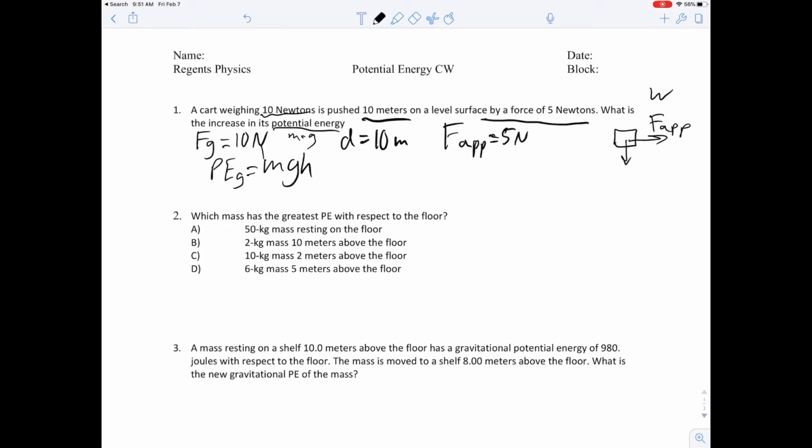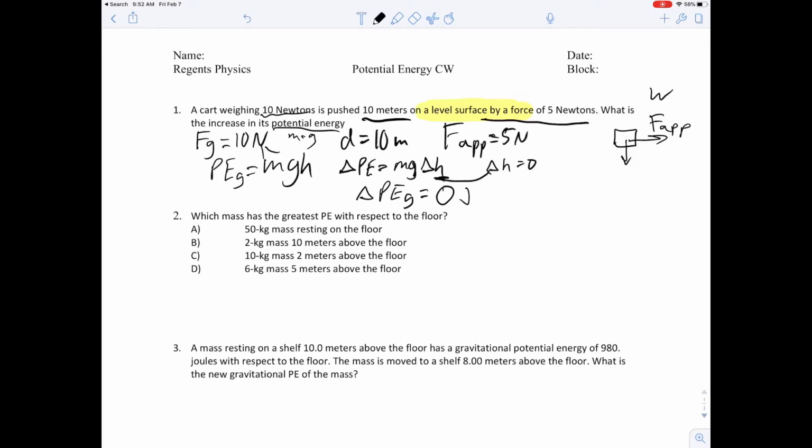We want to know mgh. Again, we already have the force of gravity, 10 newtons, mass times gravity. But if we want to know the change in potential energy, mass and gravity are not changing. The only thing that could change is height. But in this case, it's a level surface, so change in h is 0. Therefore, the change in potential energy in the gravitational field is 0 joules. There's no change in potential energy because we didn't change our height at all.